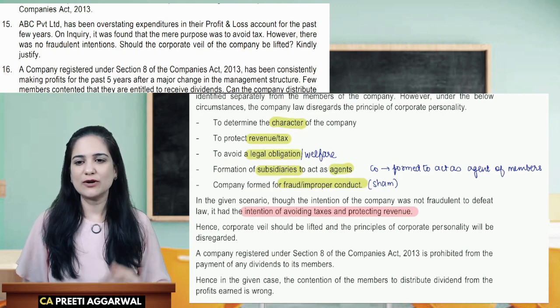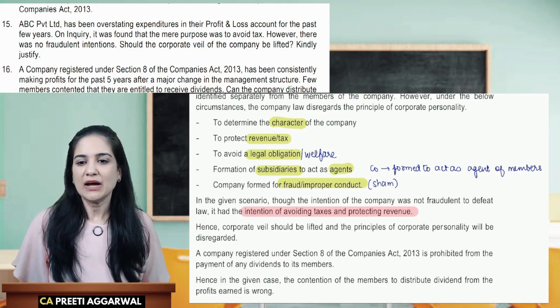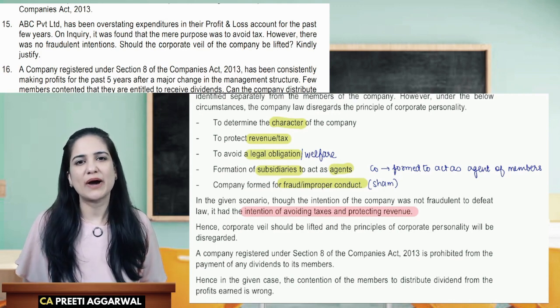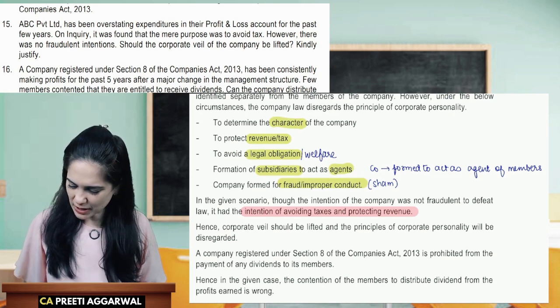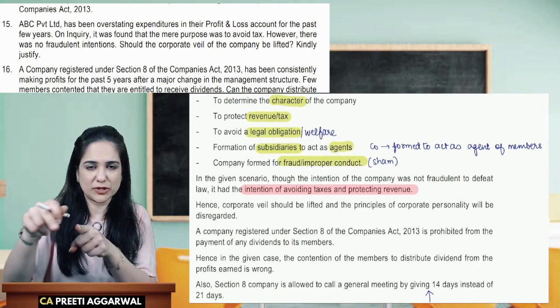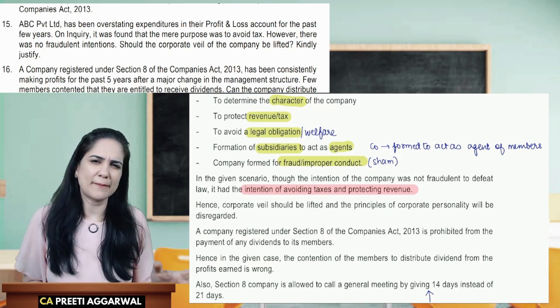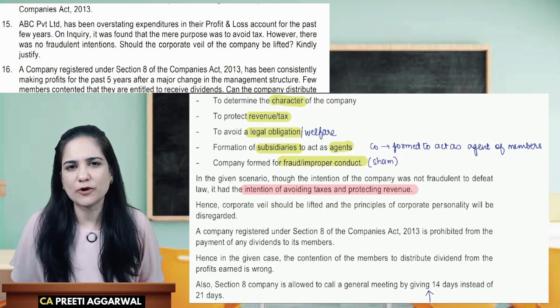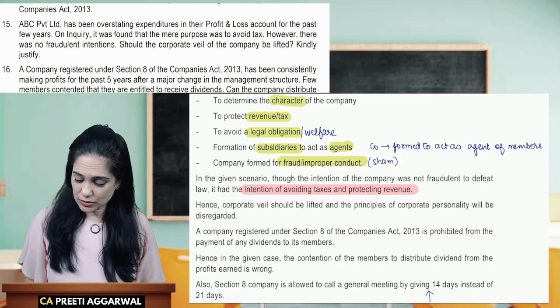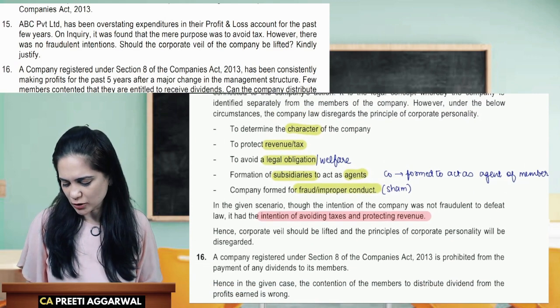To avoid the legal obligation or welfare, sometimes you form a subsidiary just to act as the agent. Okay, so here the company is formed to act as agent. The question which we just discussed is based on that. Or where the company is formed as a sham, as a hoax, just to hide your fraudulent action. So these are the few circumstances where corporate veil will be lifted.